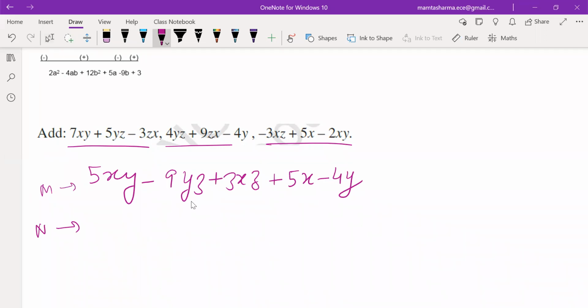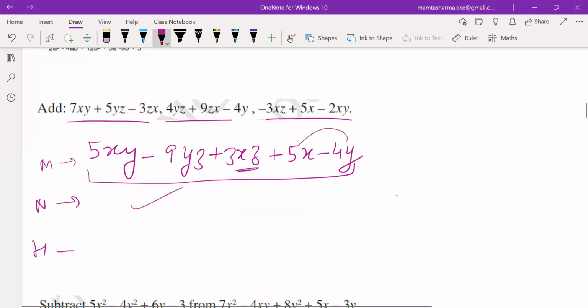Ma'am, can I say my answer now? Yeah. Ma'am, it's 3zx, not xx. Both are the same. Harshita, Nityashri, say your answer. Same, 5xy, same, but I got minus 4y plus 5x. Yeah, correct. Ma'am, I too got minus 4y and plus 5x. Okay, correct. All of you are correct.